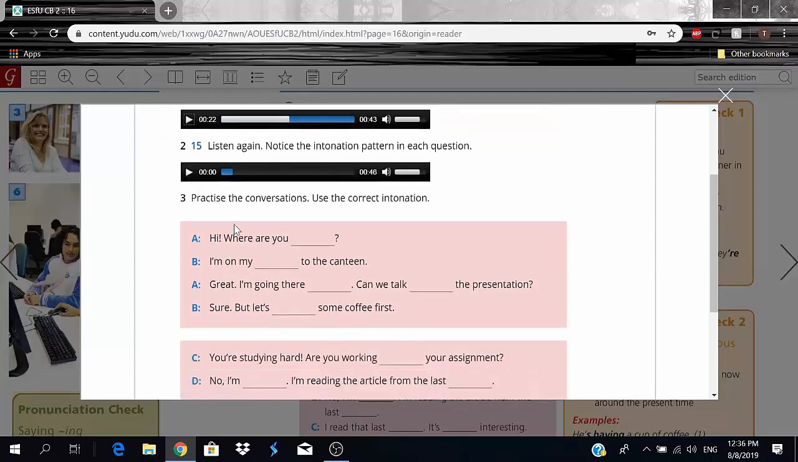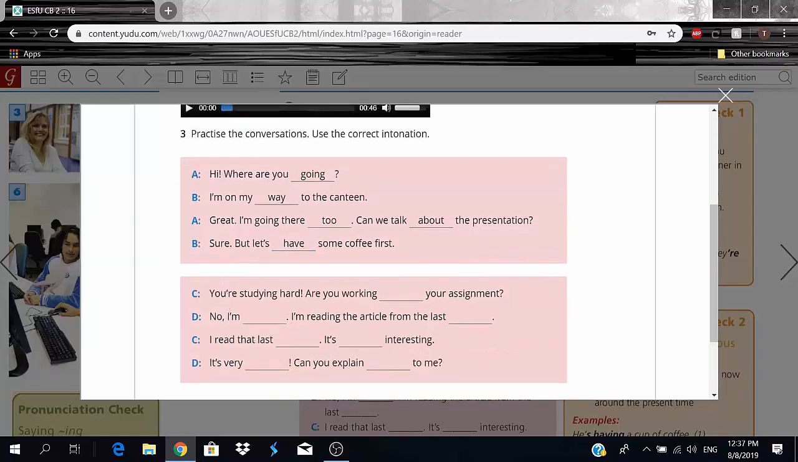Okay, let me just pause it there so I don't lose what I was gonna say. So, hi, where are you? And she said going. Okay, so from go to going. B, I'm on my way to the canteen. A answers by saying great, I'm going there. And what did she say? I'm going there too. Oh, as in me as well. Can we talk about the presentation? He says sure, but let's have some coffee first. Pretty simple stuff. Now let's move on.